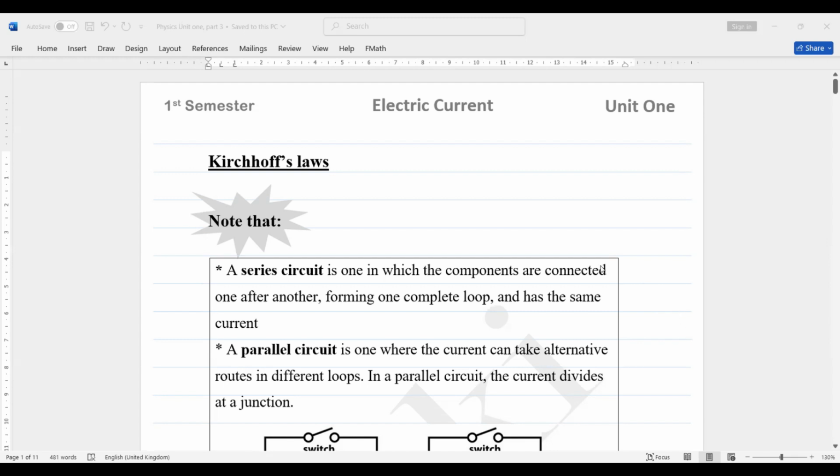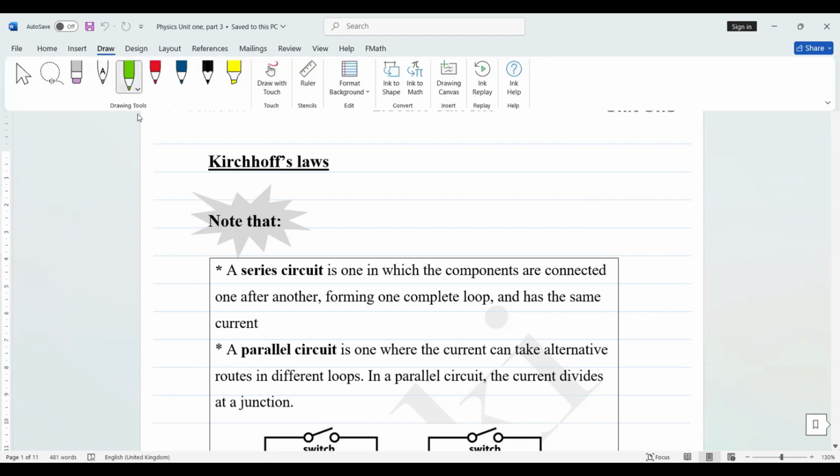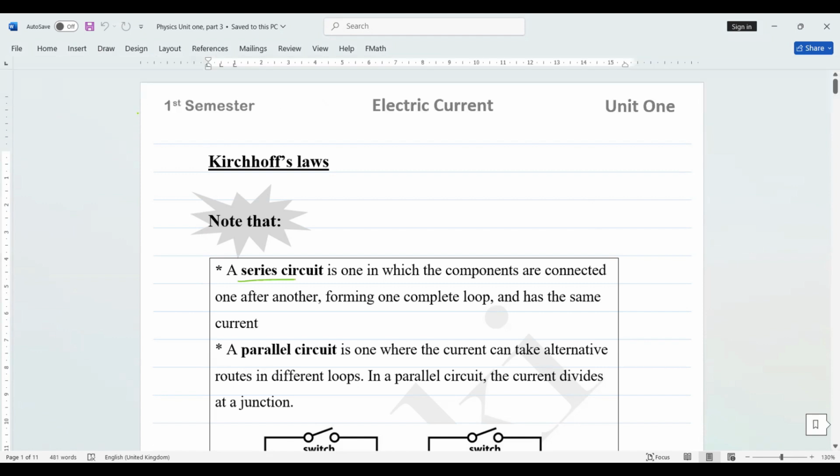Kirchhoff's law. Before we start Kirchhoff's law, we have to revise the difference between the series circuit and the parallel circuit. What is the difference between both? A series circuit is one in which components are connected one after another, forming one complete loop and has the same current. Let me give you an example.